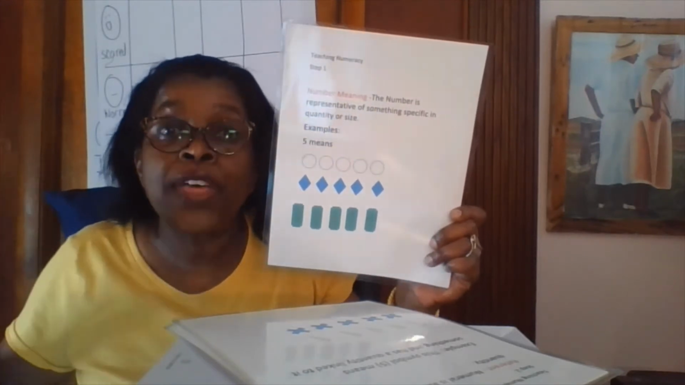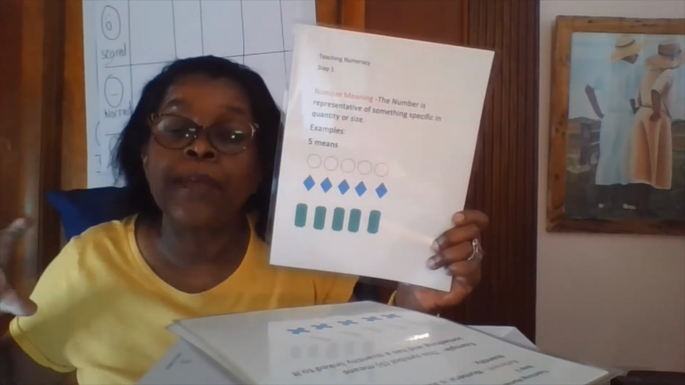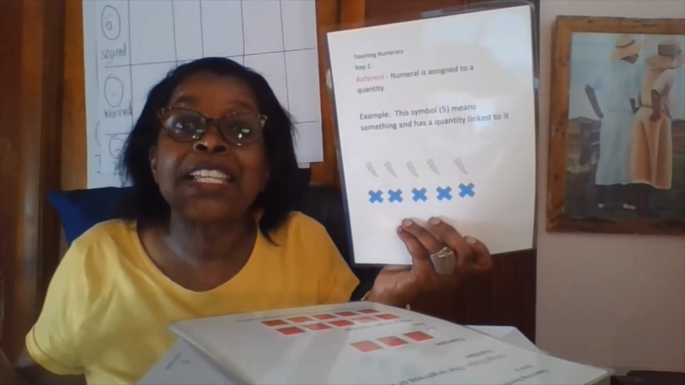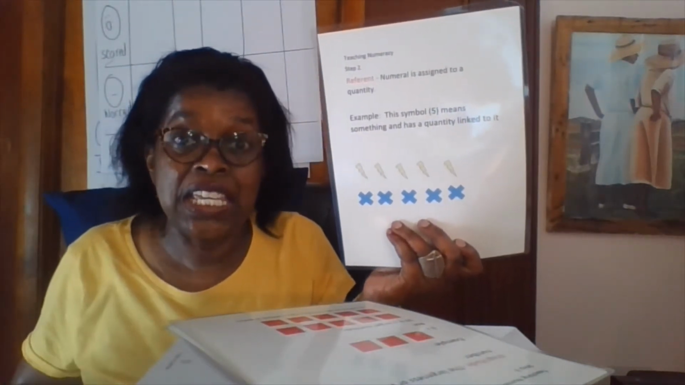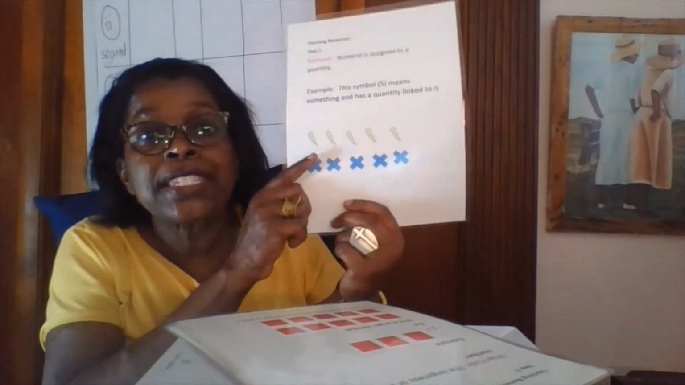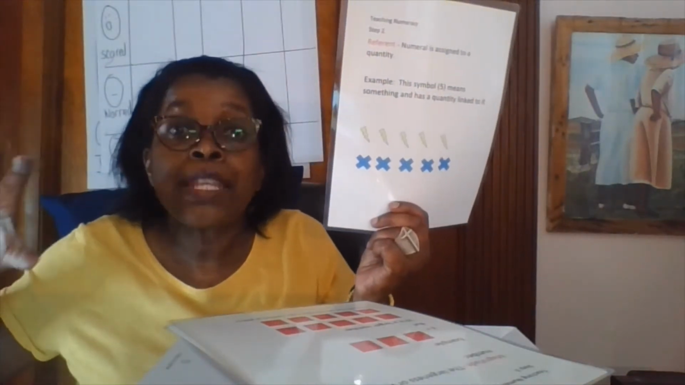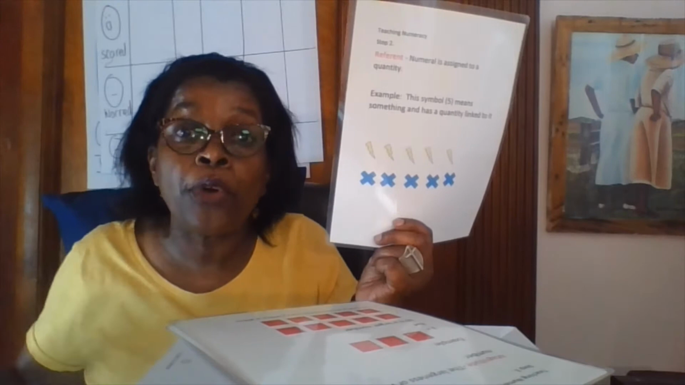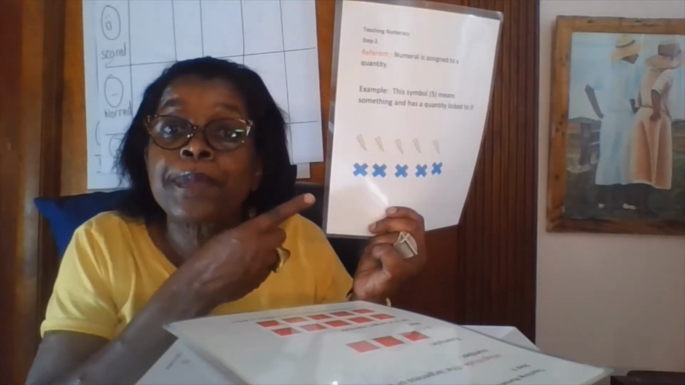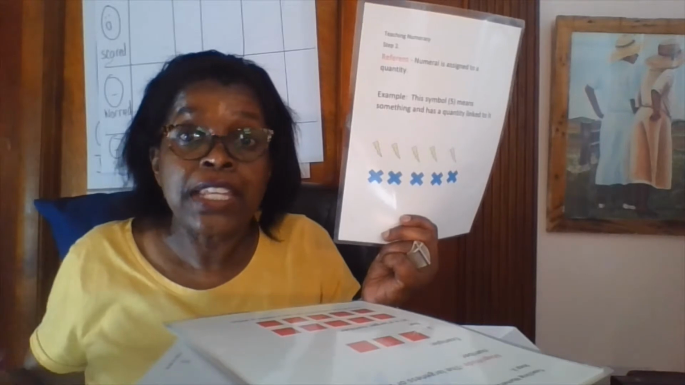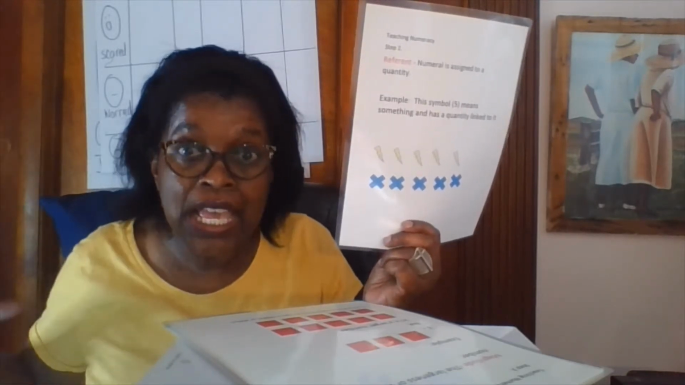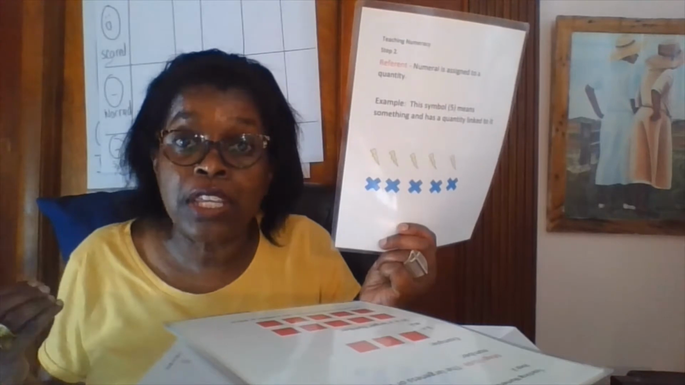So knowing that a number has an attachment to quantity or size, which is referent, that's the second step: each number has a specific quantity attached to it. So when they see these 1, 2, 3, 4, 5 lightning bolts, that is attached to the numeral 5. That is a visual representation of the numeral 5. They're not just saying 5 as some abstract thing. It has a concrete quantity link.